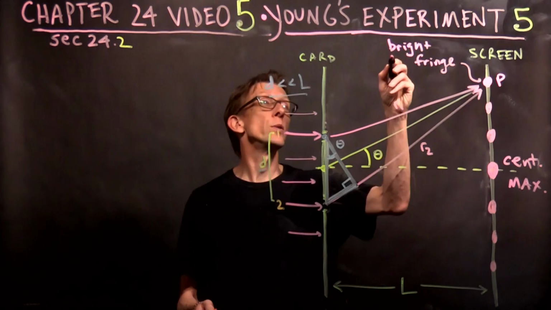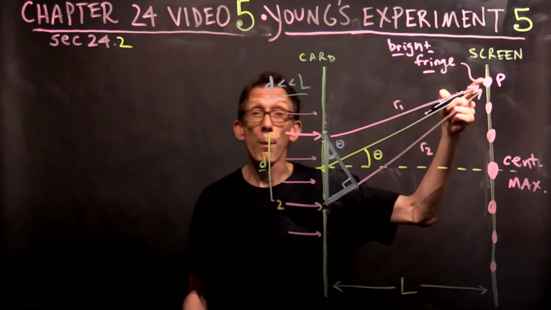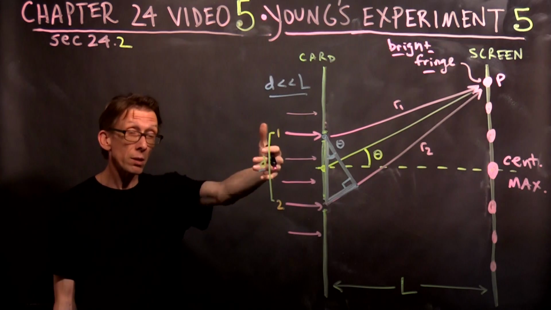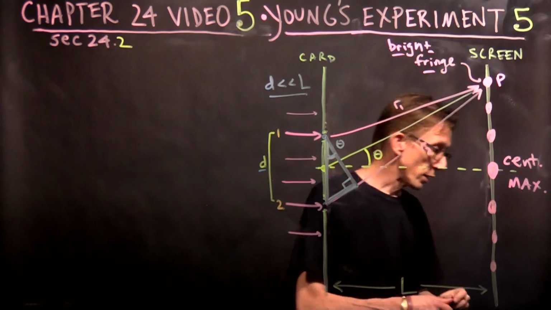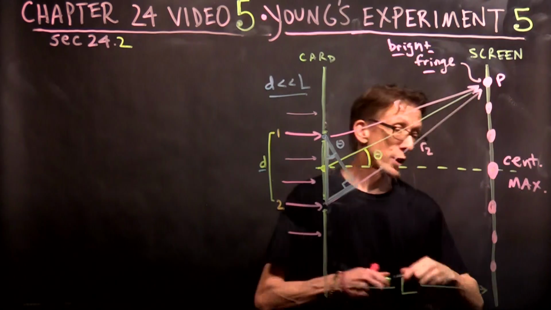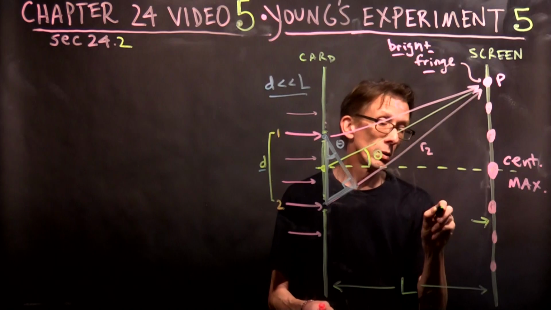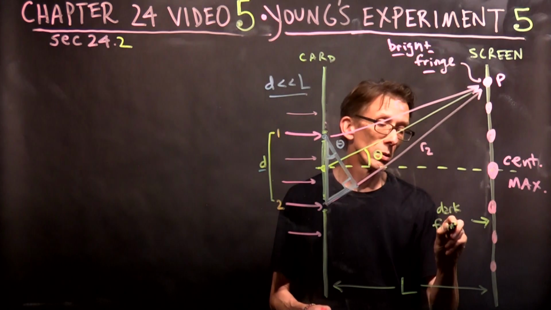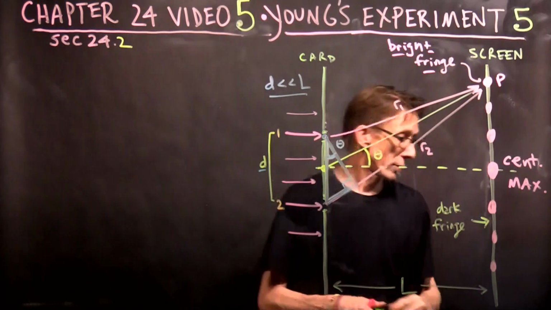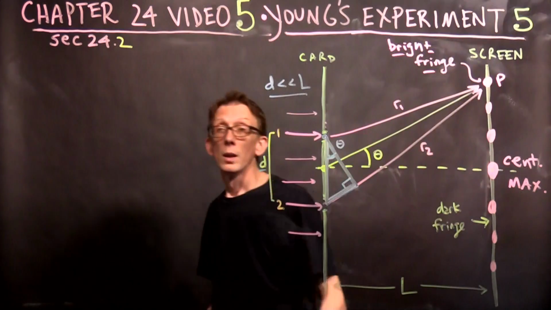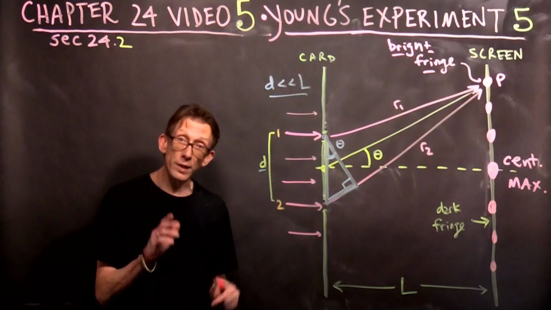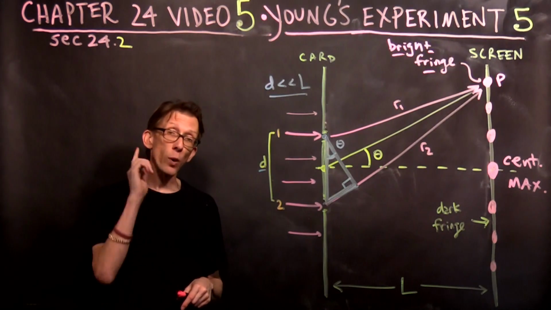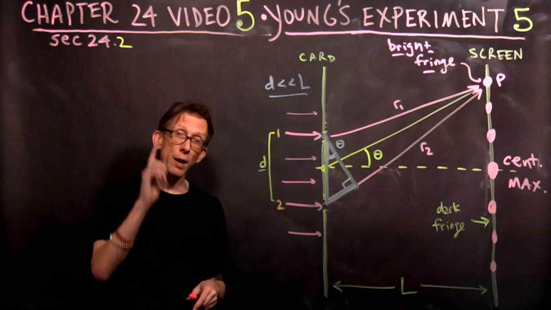Under what conditions do you get a bright fringe, a bright spot on the back of the refrigerator box, and in what conditions do you get one of the spots between where there is no light, a dark fringe? Here's what you need to know to start off this little piece. A bright fringe is where there is constructive interference.